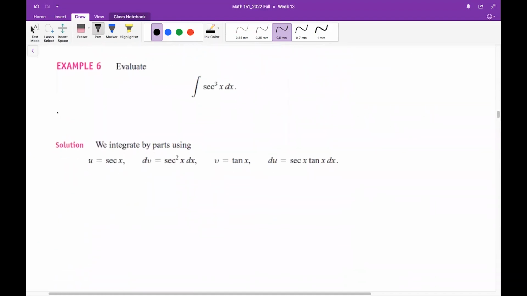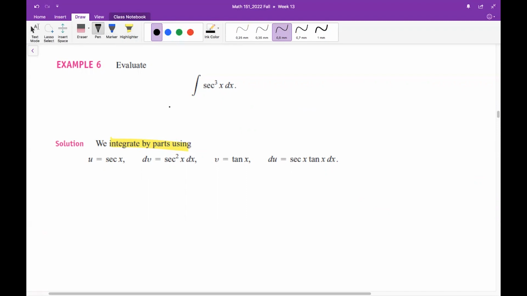Okay, let's move on. Next example, this is a famous integration example, and you can find lots of YouTube videos on this, by the way. Secant cube x dx. Here we will be using integration by parts, okay? So we are choosing u and dv's and then we solve for du and v. You know how integration by parts works.